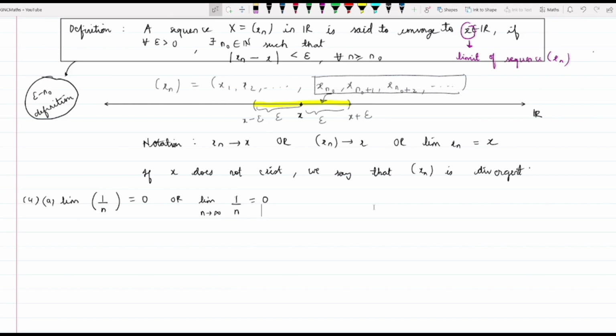A sequence x equal to (xn) in R is said to converge to a real number x if for any positive epsilon there exists a natural number n naught such that the distance between xn and x is less than epsilon for every n greater than or equal to n naught. So if you check the definition, the task over here is that you pick up any epsilon. For this epsilon, you should end up getting a natural number which satisfies this criteria. So to begin with, we will first select an epsilon. We'll say that let epsilon greater than 0 be an arbitrary real number.